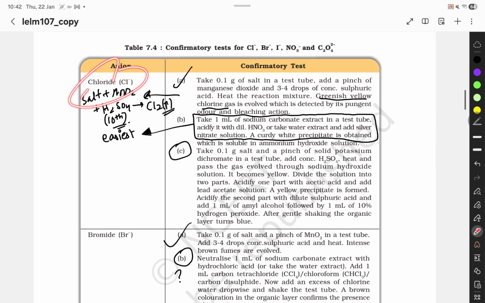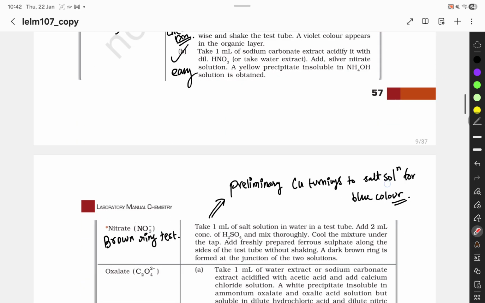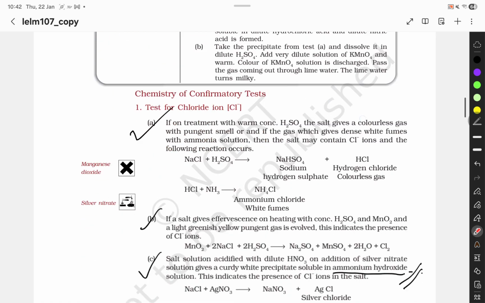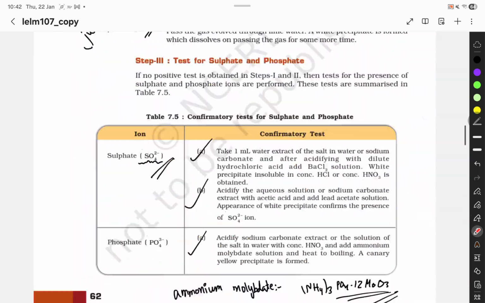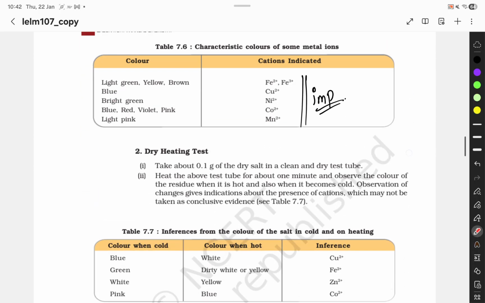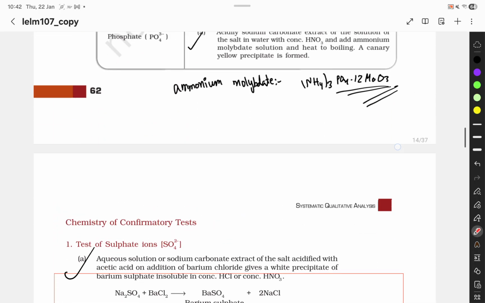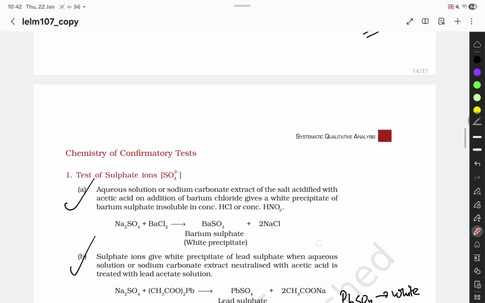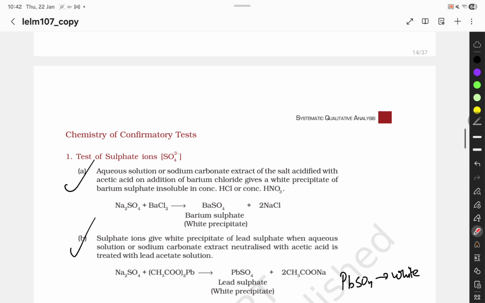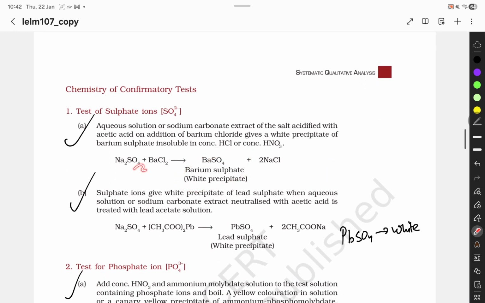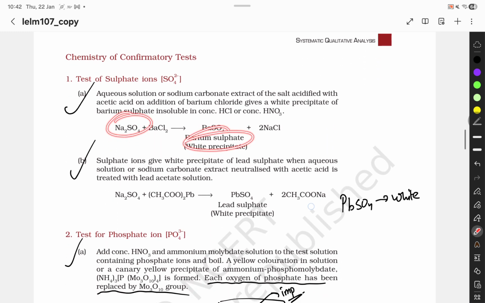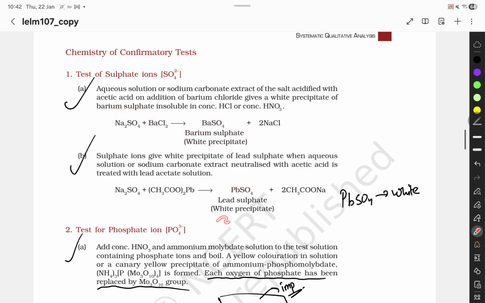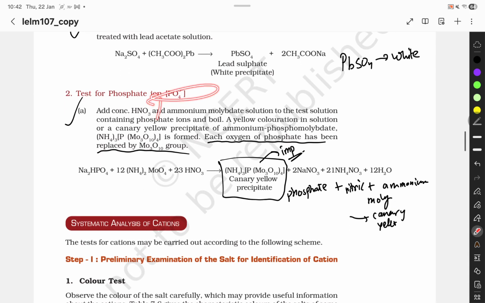Now group 2, which is addition of conc H2SO4, which is fine. And then, yeah, that's all. And we know all of these tests now, hopefully. Now we can move on to group 3, which is your phosphate, sulfate, all that. First we have BaSO4 formation. It's only a confirmatory test for these. BaSO4 formation indicates SO4 2 minus, and lead sulfate is also white.